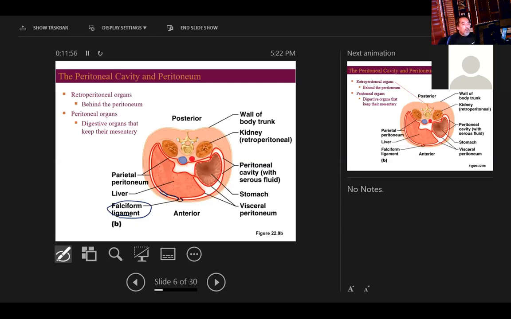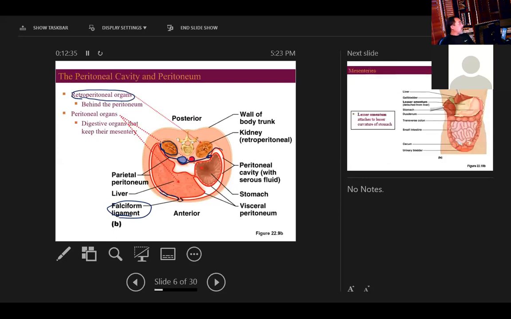Most of them are attached at the dorsal wall, like this one. This is the parietal peritoneum. And if you notice, at the dorsal wall there are structures that are not located inside the peritoneal cavity. These structures, such as the kidney, the aorta and the inferior vena cava, are what we call retroperitoneal organs. So they are not located inside the peritoneal cavity, but actually behind the peritoneum.